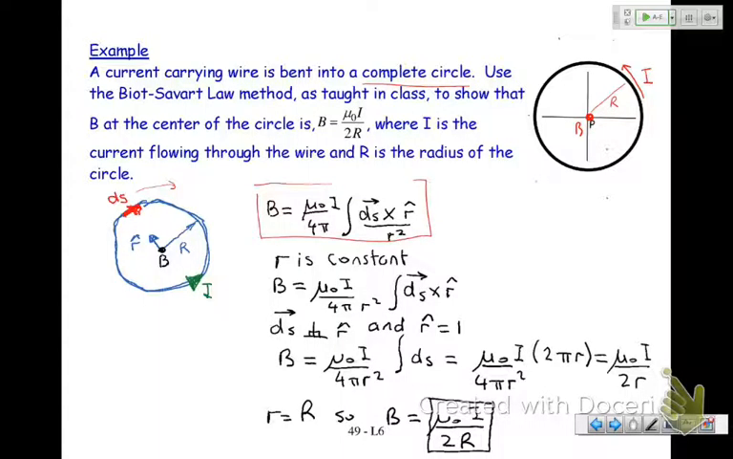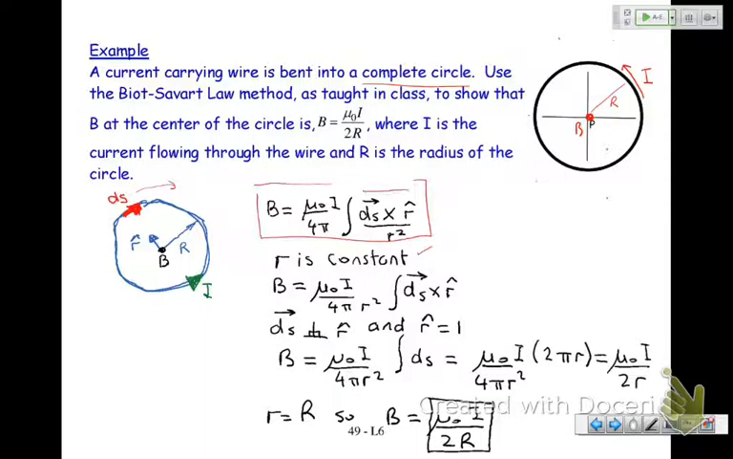And then I'm going to recognize a couple of things. The first thing I recognize is that, well, I've already seen that mu naught is a constant, I is a constant, 4 pi is a constant. And then the thing I recognize is that R is a constant. Okay, that's kind of useful. So that in principle could come out of my integral.